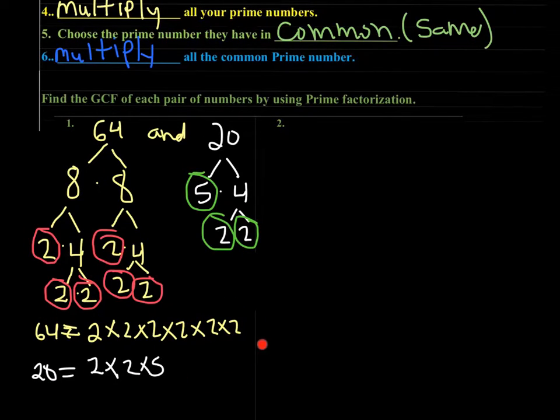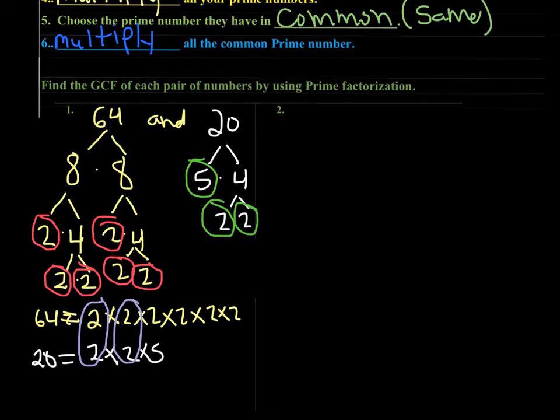The ones they have that are the same are this 2. So you see why I put it in order, so they can easily circle. This 2 is the same. And that's it. If they don't have a 5 and we don't have any more 2. So these are the only ones they have in common.